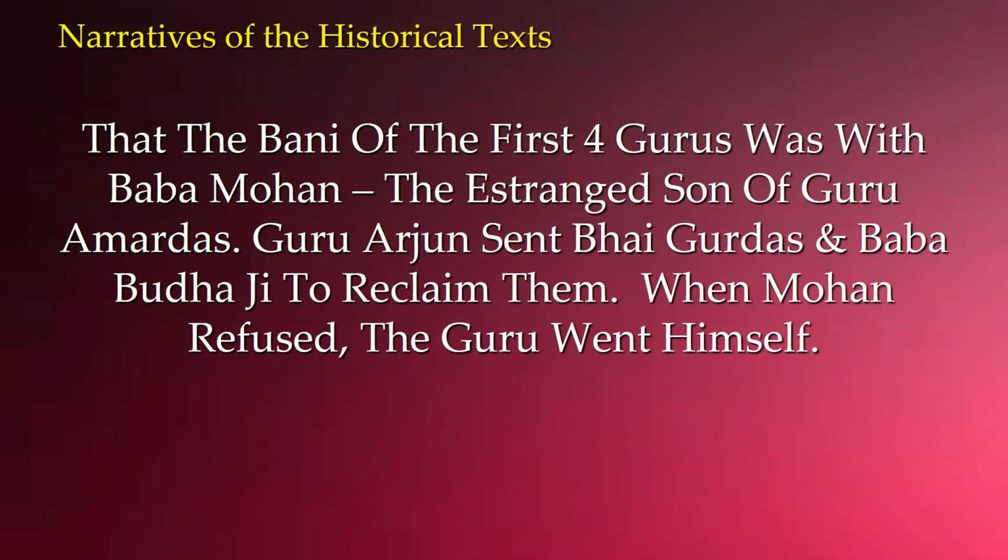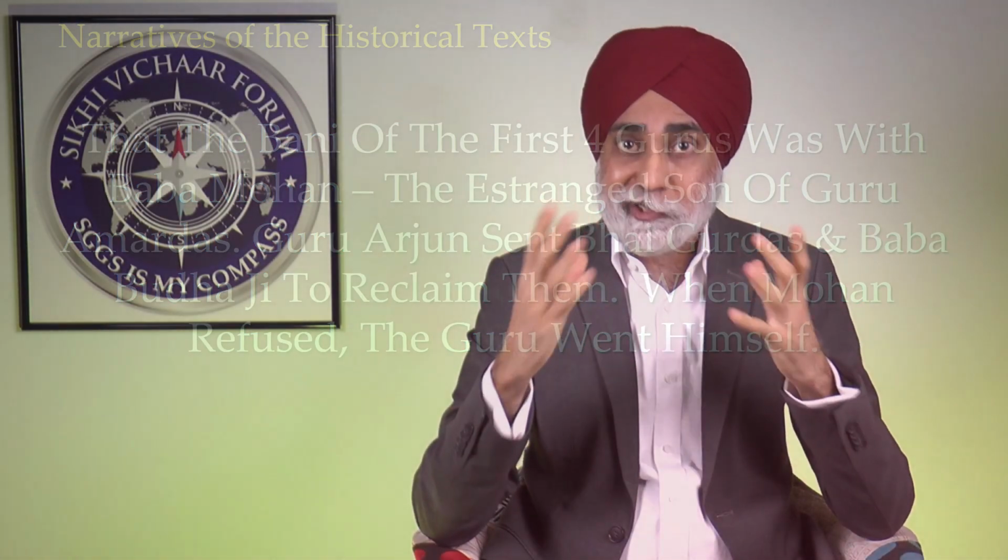This is the other narrative that is found within our clergy-created classical literature, that the Bani of the first four Gurus was with Baba Mohan, the estranged son of Guru Amar Das. Guru Arjan sent Bhai Gurdas according to the narrative of this clergy text, and then he sent Baba Buddhaji to reclaim them. When Mohan refused to hand over the Pothis, the Bani, Guru went himself. When Baba Mohan still refused, Guru Arjan sang this Shabad in praise of Mohan.